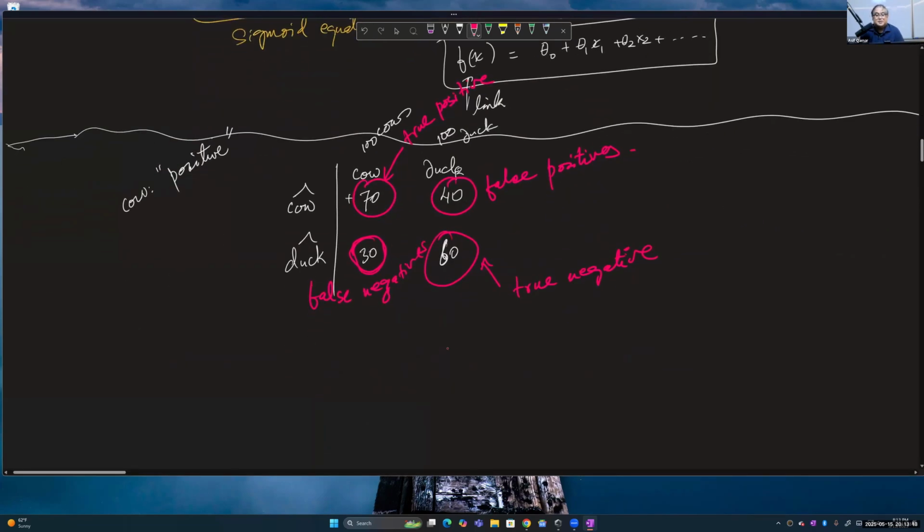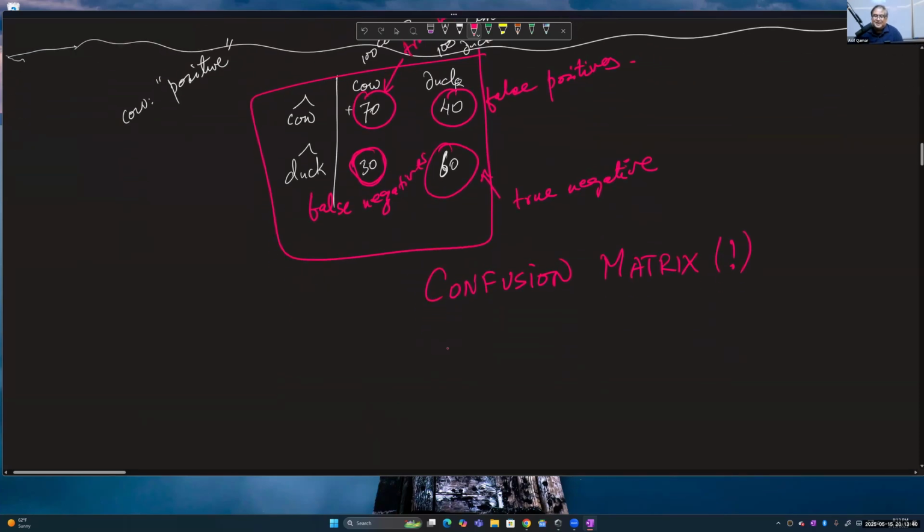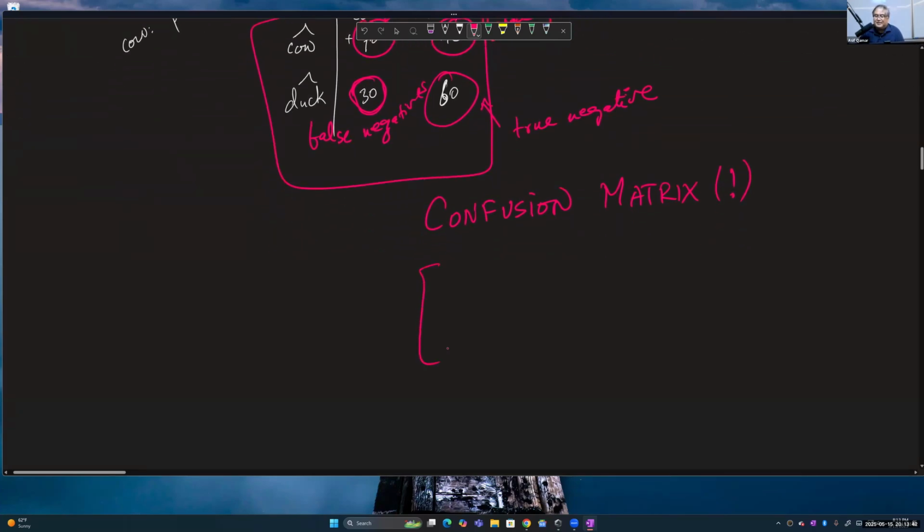And what would this whole thing be called? It's a lovely name, and when you get the name, you'll smile and see that it's very apt. It's called the machine's confusion matrix. Isn't that name lovely? And the good thing is, if you have a confusion matrix that looks like this, 100, 100, 0, 0, what would you call this model?